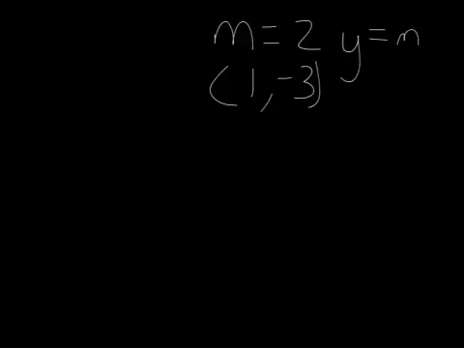Alright, let's practice now on one. So let's say that we are given an m of 2 and a point of 1, -3. So go ahead, try this one out on your own. Remember that you're using y equal mx plus b to write your equation. If you need to pause the video for more time, go ahead. I'll give you about 20 seconds to figure out what your b is and write your equation.